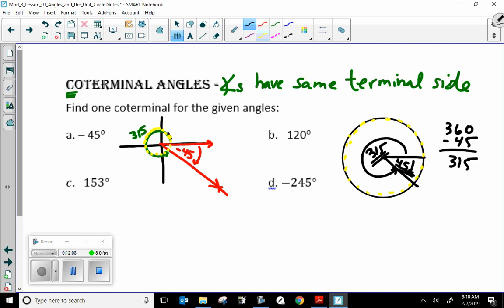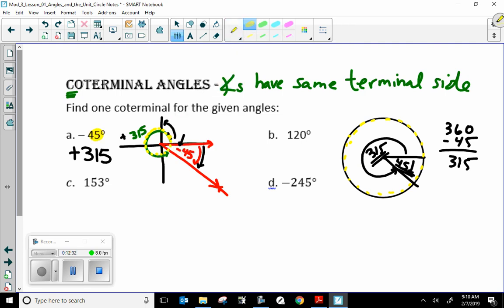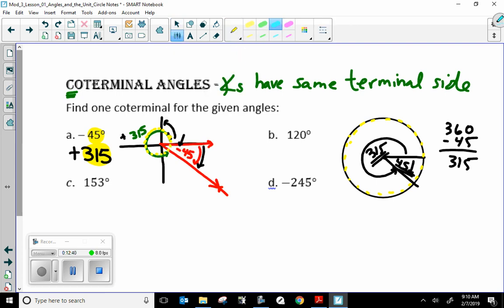The only thing I need to be careful about is, because this one goes this way, this should be negative. And because my 315 goes this way, my 315 is positive. So what's one coterminal angle? It's a positive 315. All right? So really, if I add my numbers up, 45 and 315, that should be 360. But keep in mind that they're going in different directions, so one of them should be negative and one of them should be positive. Okay?